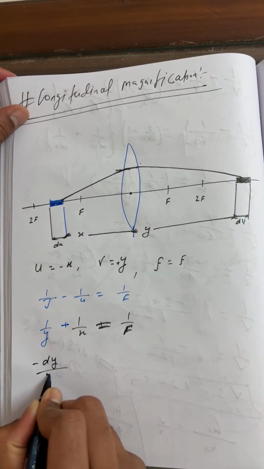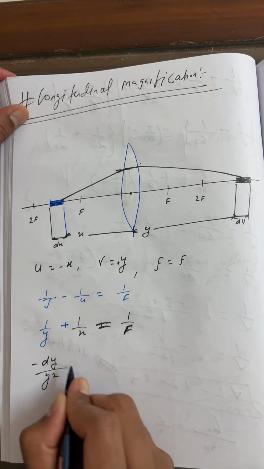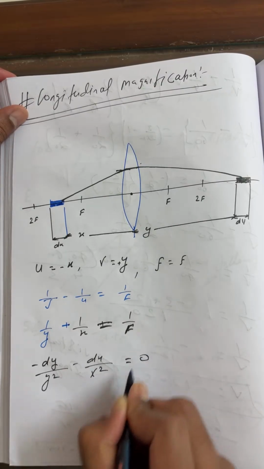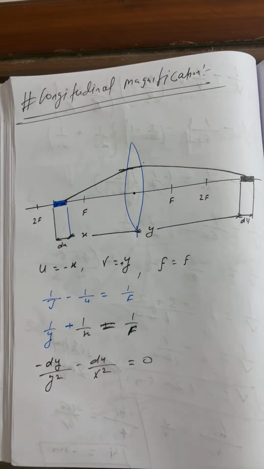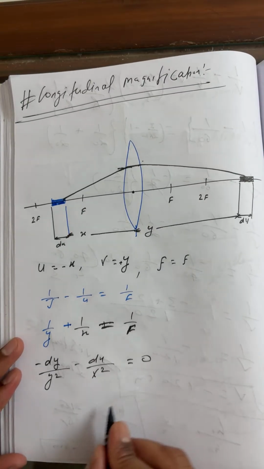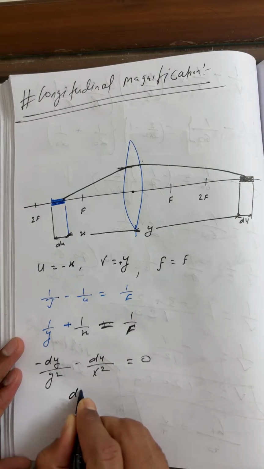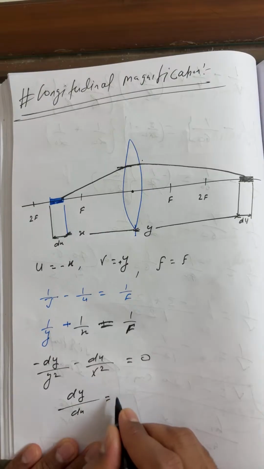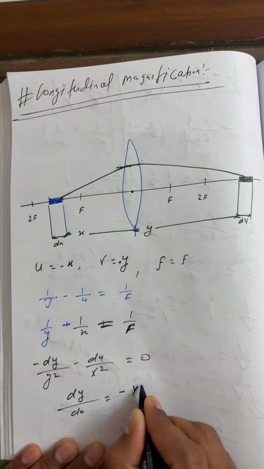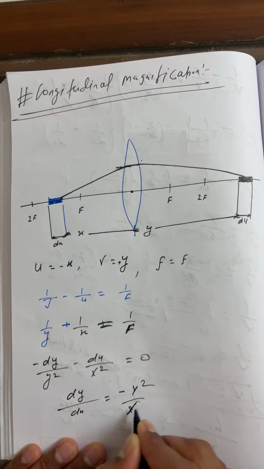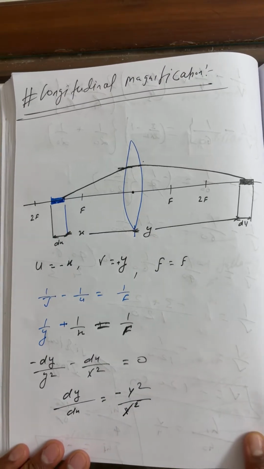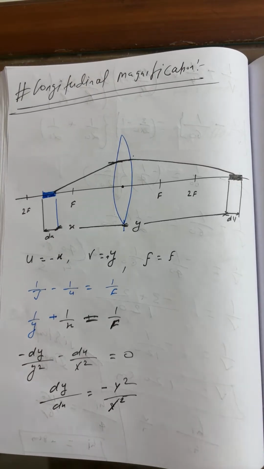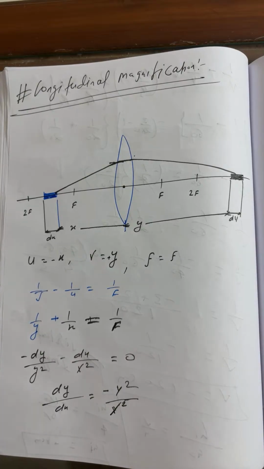dy upon dx minus dx upon x square, which is equal to 0. So finally, I can write dy by dx is equal to minus y square upon x square. So this is the formula here which you can remember.